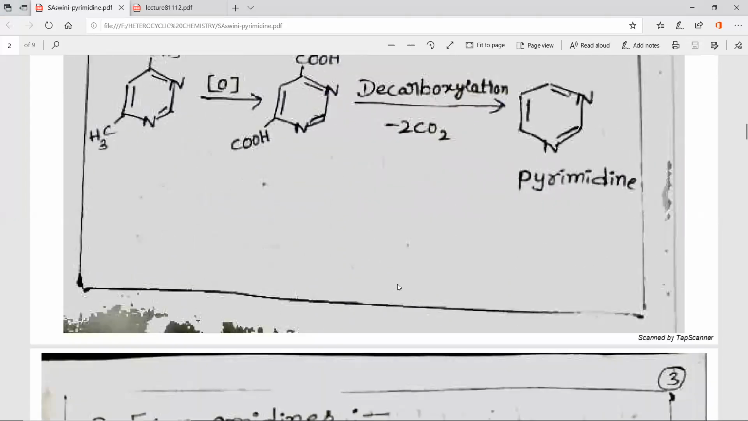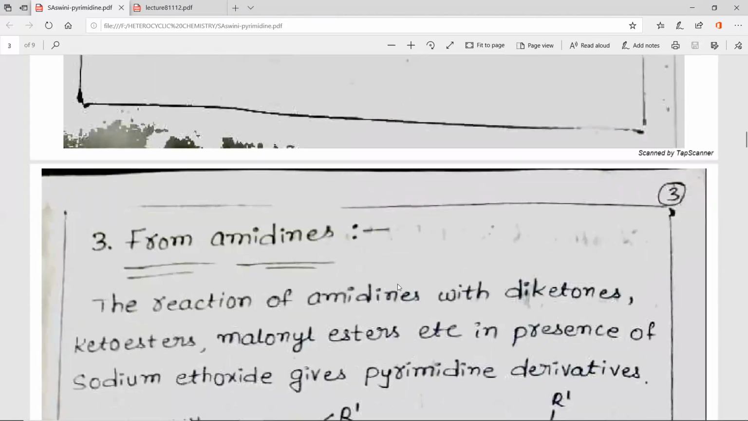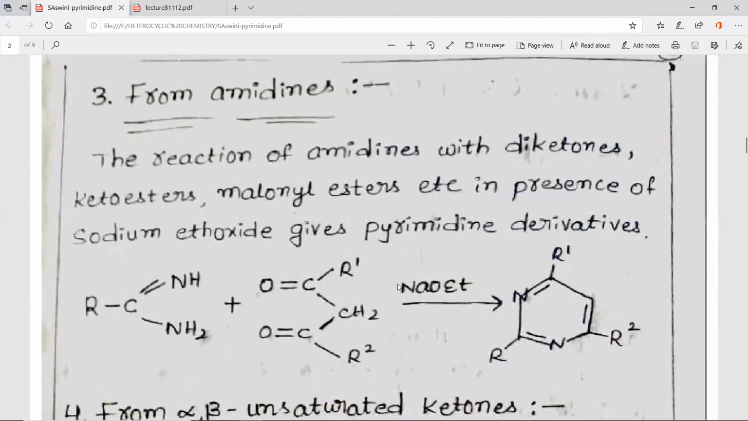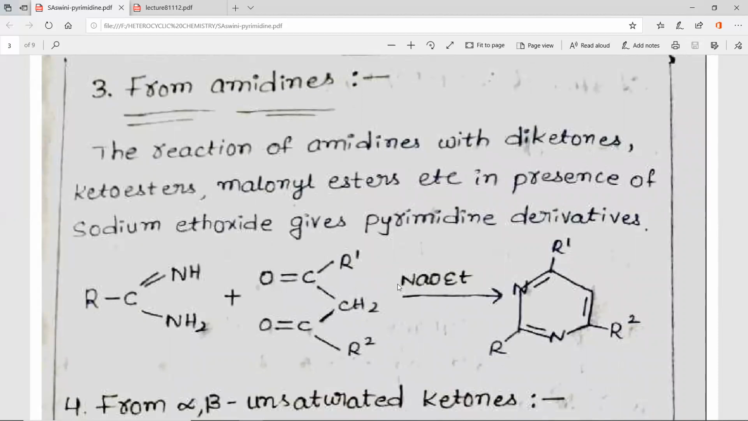Next, third method, from amidines. So reaction of amidines with diketones or ketoesters or malonyl esters in presence of sodium methoxide gives pyrimidine derivatives. So this is a 1,3-diketone. The 1,3-diketone is reacting with amidines in presence of sodium methoxide to form a substituted pyrimidine.